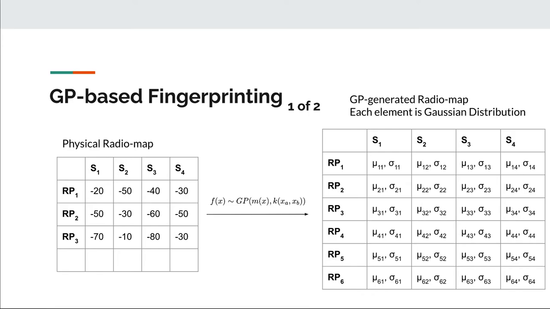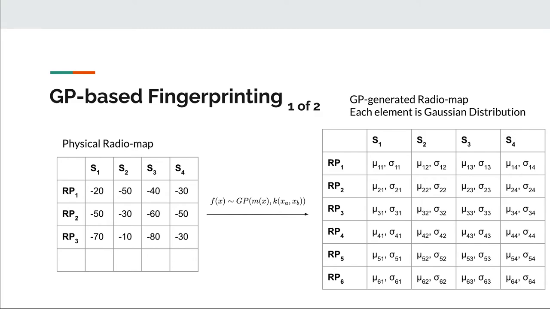Here, we show one application of Gaussian process, which is called GP-based fingerprinting. In this method, the new radio map generated contains 4 Gaussian distributions for each reference point. We can see that not only can we generate a radio map for reference points that have been physically collected, such as RP1, RP2, and RP3, we are also able to create a radio map on reference points that have never been physically visited, such as RP4, RP5, and RP6. And this is the power of Gaussian process.